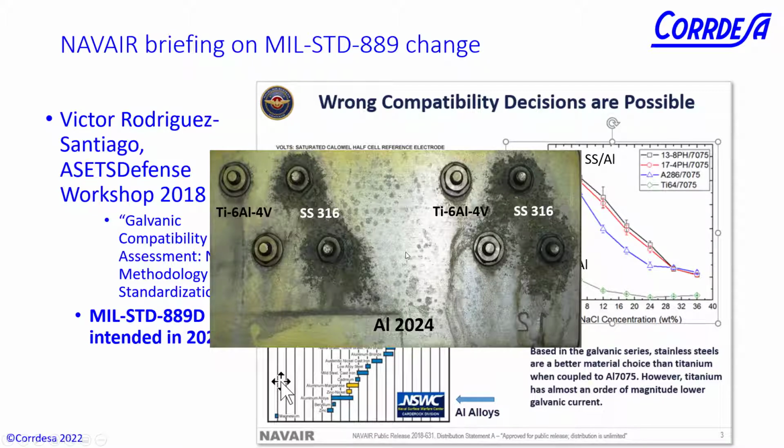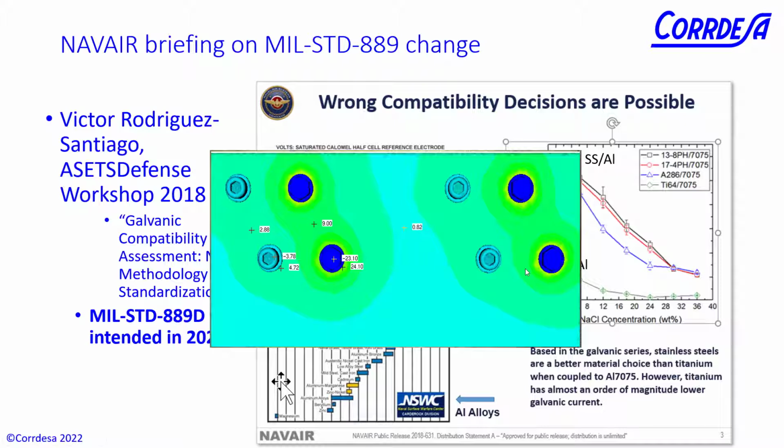The reality here: I have some stainless steel and titanium fasteners in an aluminum plate, and you can see quite clearly that the stainless steel fasteners create more corrosion on the aluminum plate compared to titanium. So the new standard 889D will also follow this reality. And we can also model this in 3D once we have access to these polarization curves, and I'll show you later. But here's a model where we can see that this higher green activity here dictates the higher corrosion rate around the stainless steel fasteners compared to the titanium.